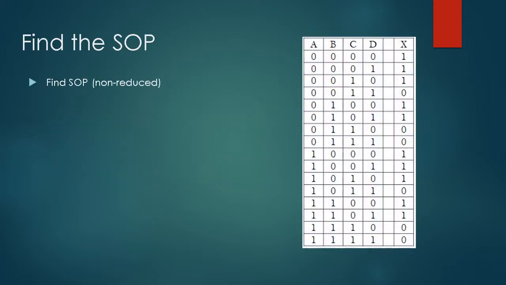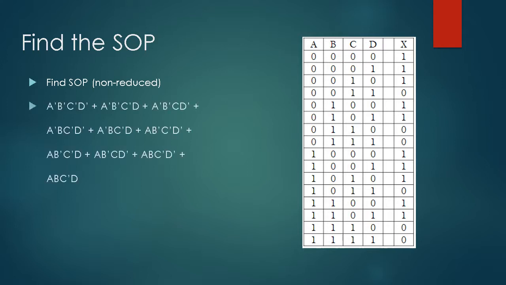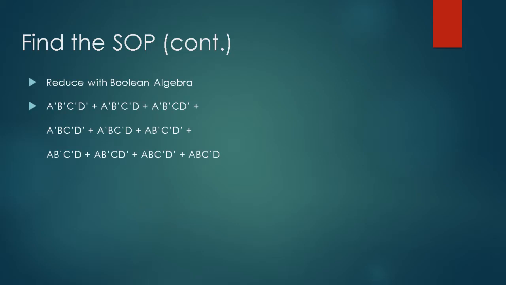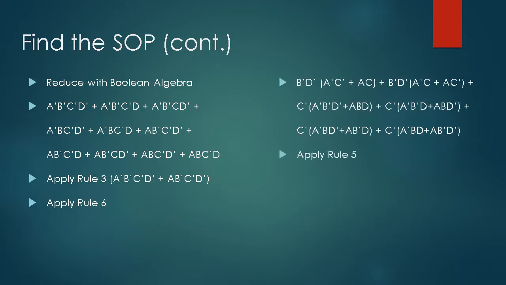The non-reduced sum of products is found when the output is true of the corresponding A, B, C, and D. You take the product and OR each statement together, making this equation. To reduce the sum of products, we apply Rule 3 to copy A0, B0, C0, D0, or A, B0, C0, D0. Then we apply Rule 6 to gather like terms, apply Rule 5 to cancel out the bracketed items, and then apply Rule 3 to cancel duplicates.